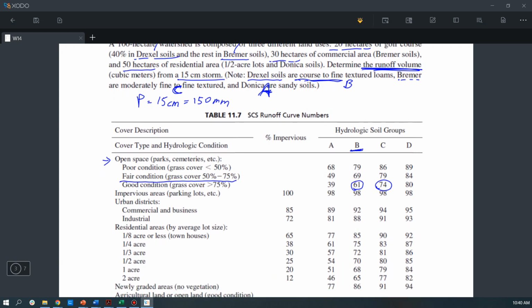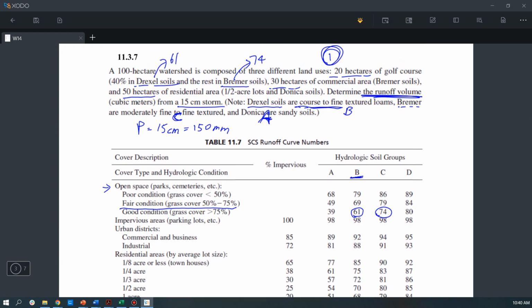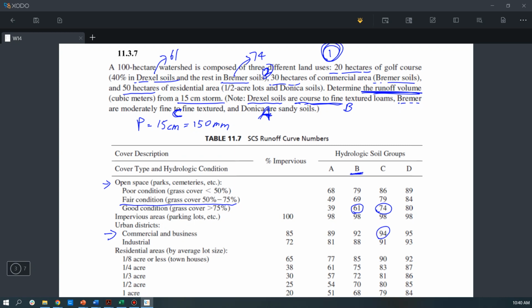Okay, and for the next land cover is the commercial area. So it will be this one, and it has the primer soil that is group C. So it's 94. Okay, so let's also write this down, 94.